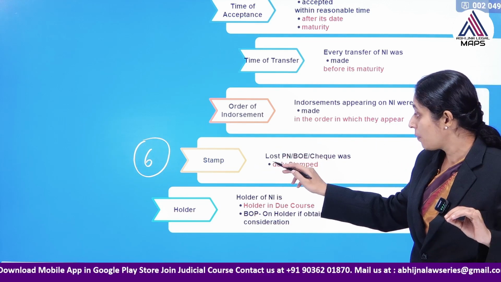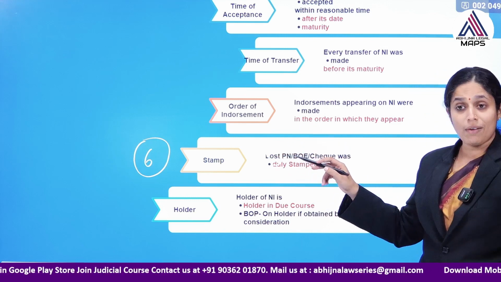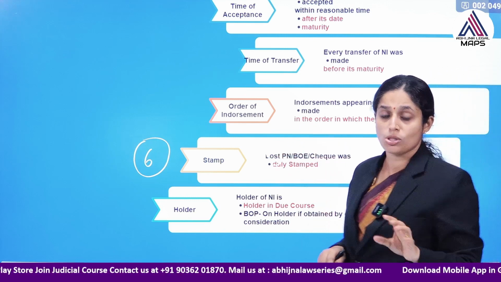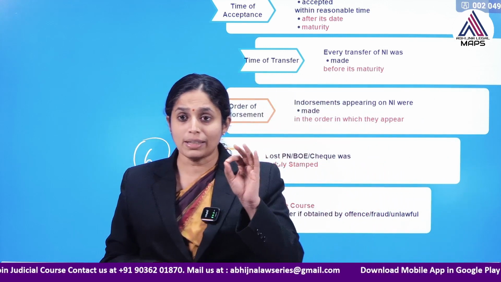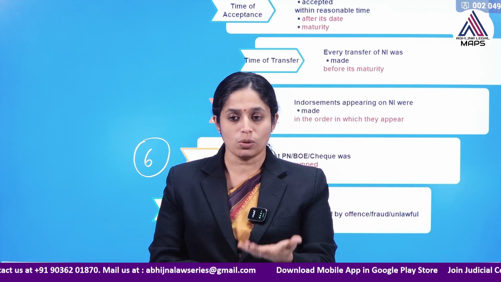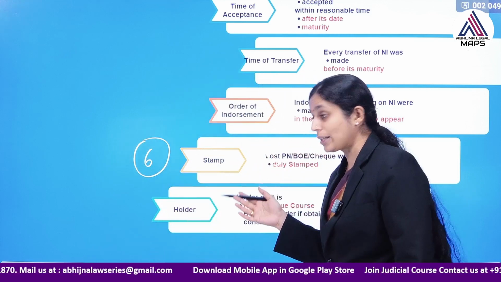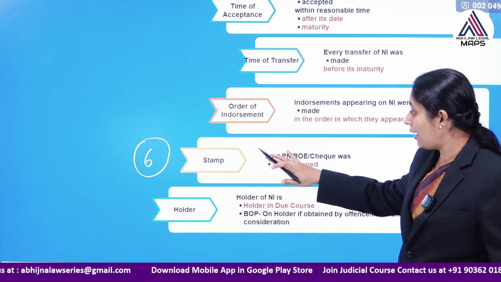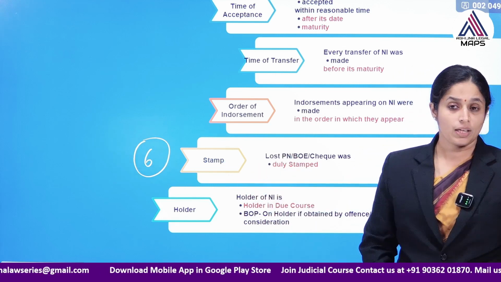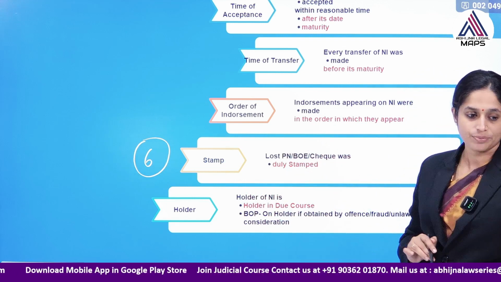So, this is essential. Here the condition is that this presumption would be available only in the case of a lost promissory note, bill of exchange or cheque, not in the case of an available one. In the case of an available promissory note, it is just prima facie visible, but for such negotiable instruments which are not available or which are lost, the presumption would be they are duly stamped.